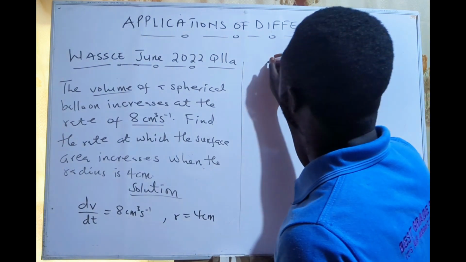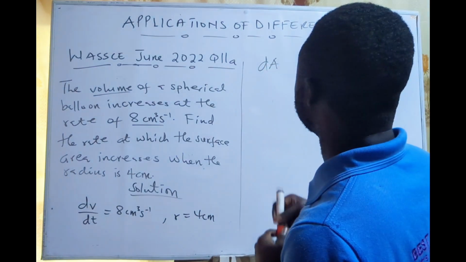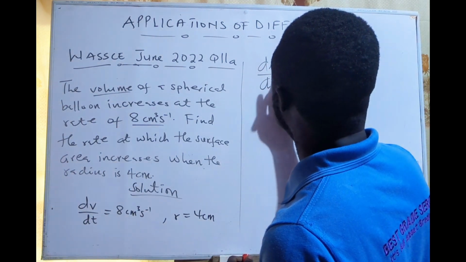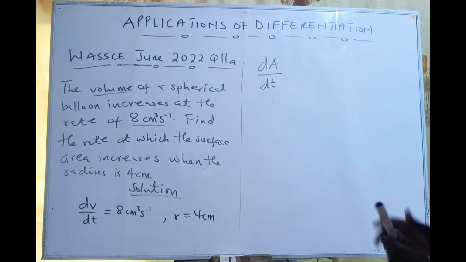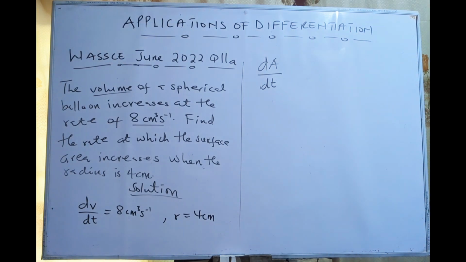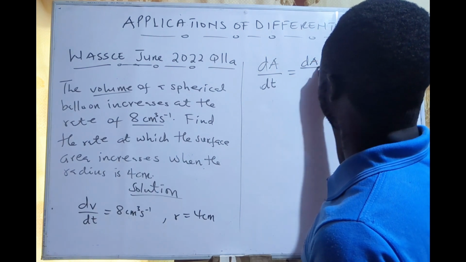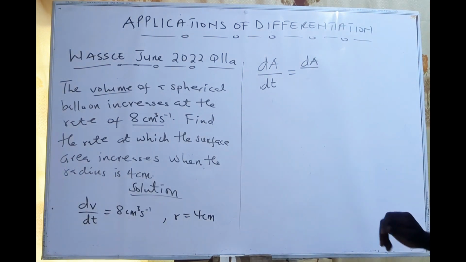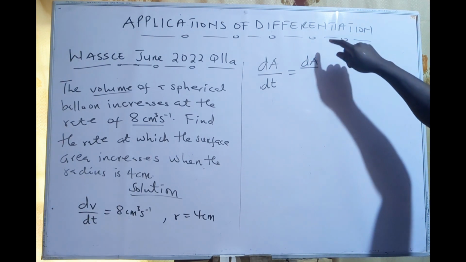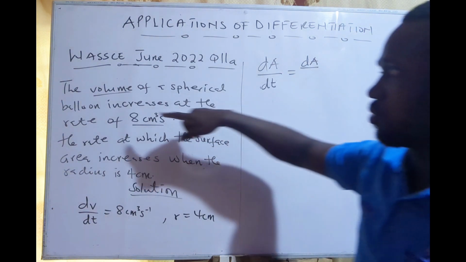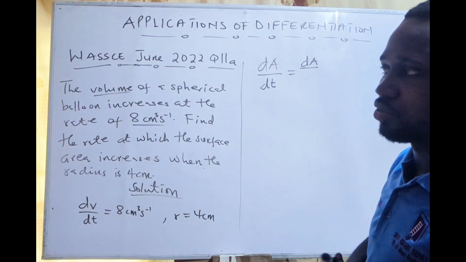All right, so let's say the area is A. That will be dA/dt, the area with respect to time. So dA/dt will be equal to what? Please take note, when we are finding the rate of change of the area, we cannot find it with respect to the volume. We have to use the rate of change of the area with respect to the radius.